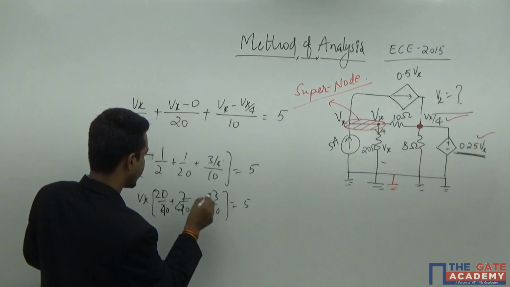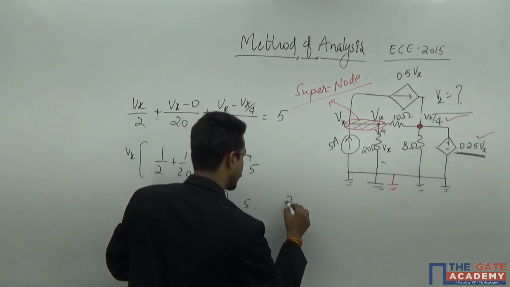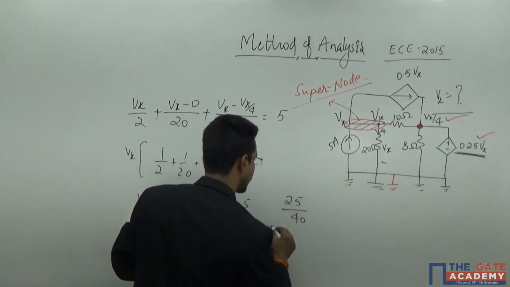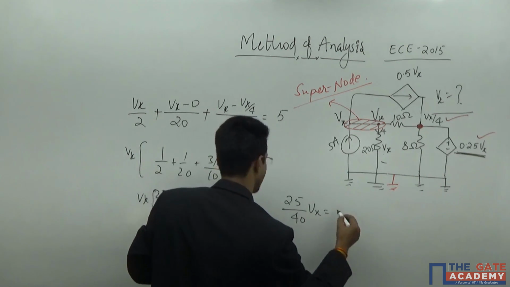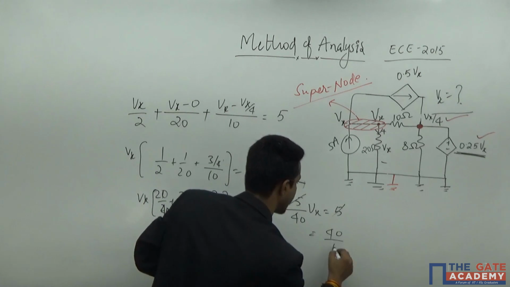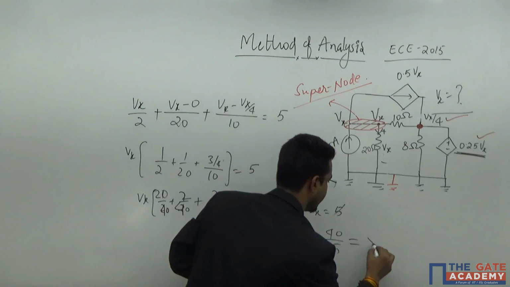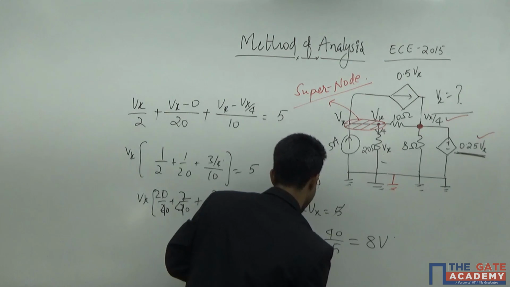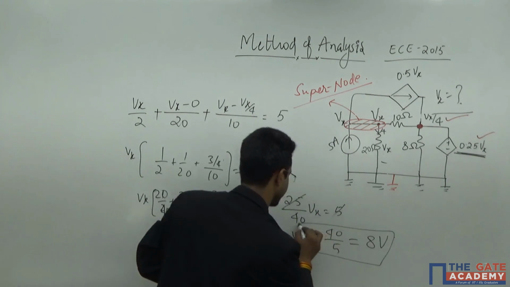That means 20 plus 3 plus 2, that means here I will get 25 divided by 40, times Vx, is equal to 5. That means Vx will be 5 times 40 by 25, and the value will be 8 volts. That means Vx is equal to 8 volts.